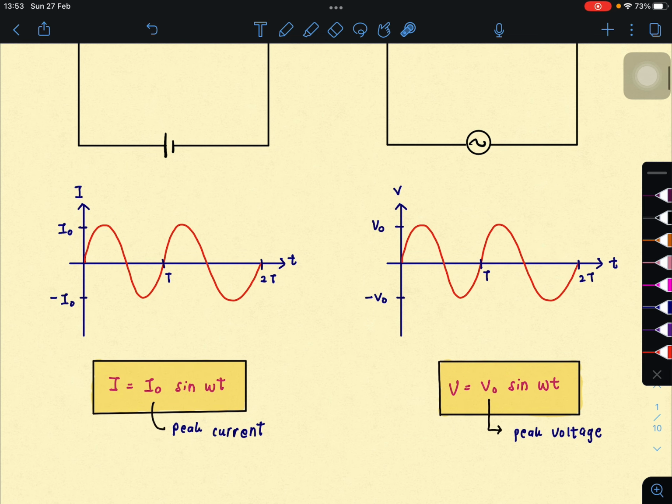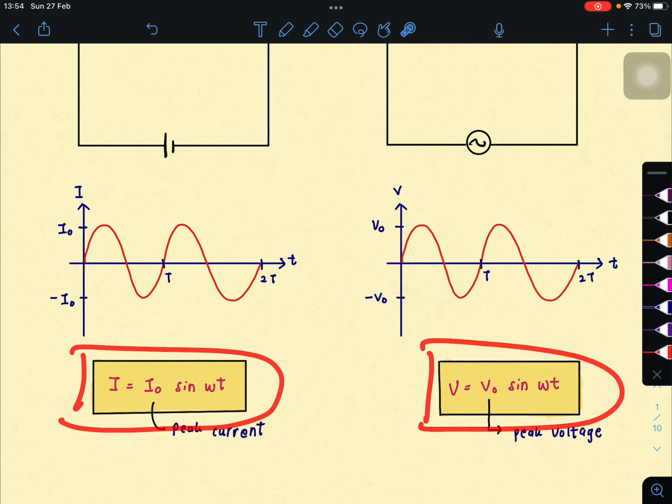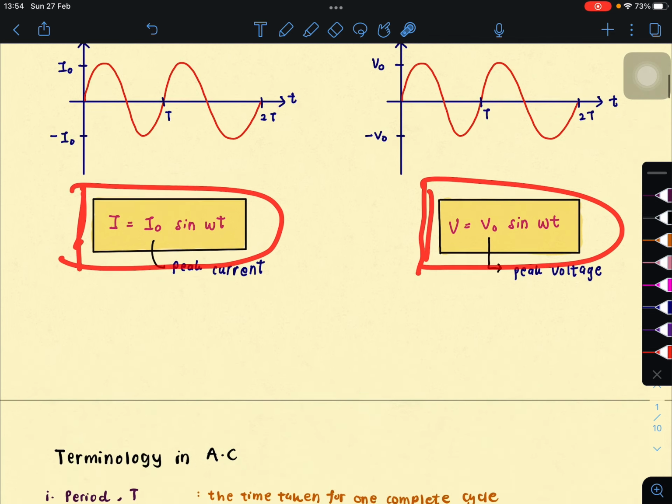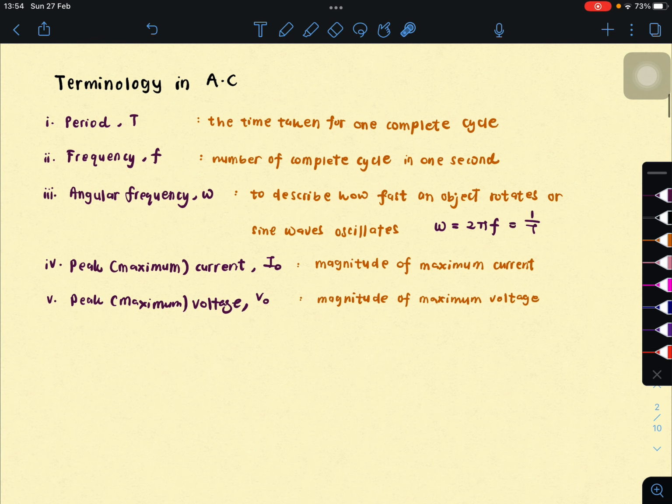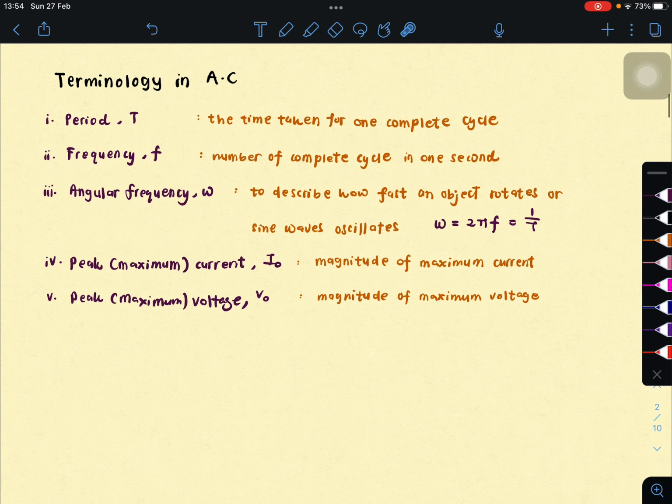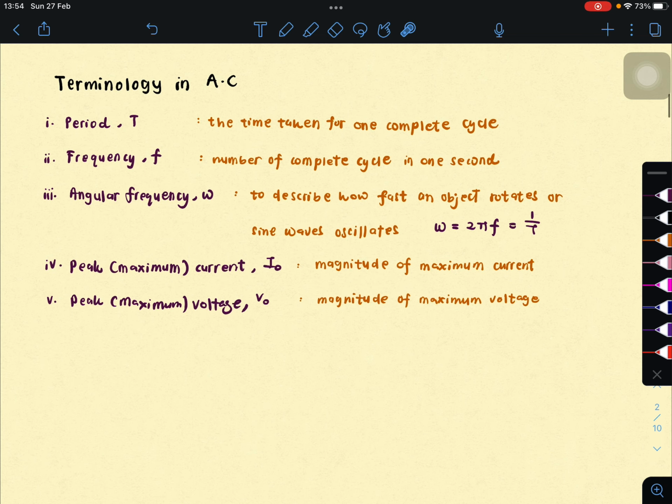And then here for voltage sama juga, it's the same expression, but we just change it to voltage. V is equal to V naught, where V naught is the peak voltage, sine omega t. Okay, so as you notice here, we have the sine expression, meaning that we are going to have a few terminologies that we have already learned in the previous semester.